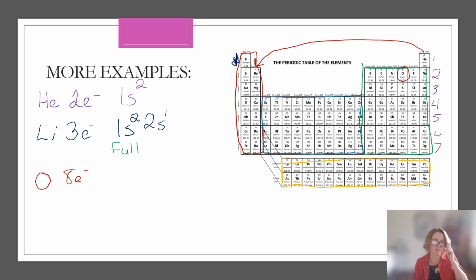And one thing I forgot to mention, you can double check yourself to make sure the configuration is correct by adding up how many electrons you have. So for lithium, I had 2 electrons in 1s, 1 electron in 2s, and if I add those together, that gives me 3 electrons, which matches exactly how many electrons are in lithium. Okay.